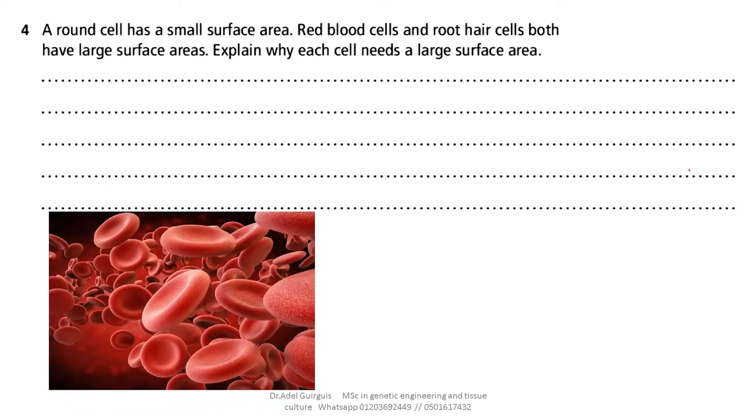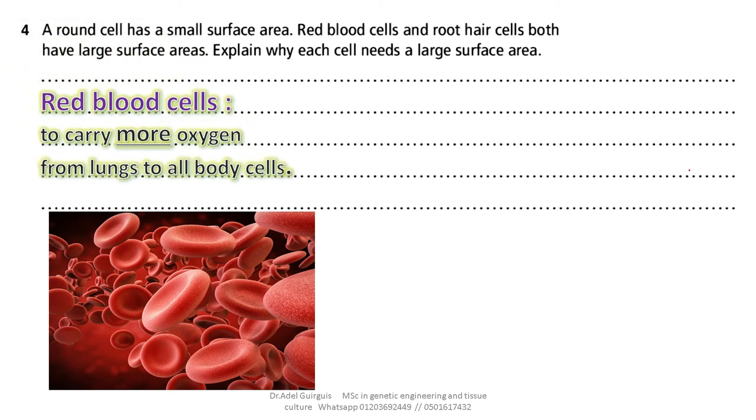You know, red blood cells here are filled with hemoglobin. Why does it have a large surface area? What is the adaptation of having a large surface area? The answer, to carry more oxygen from the lungs to all body cells. To carry more: underlined words are important to appear in your answer, more oxygen, not only oxygen. More surface area means more oxygen carried by red blood cells, by the hemoglobin inside red blood cells.